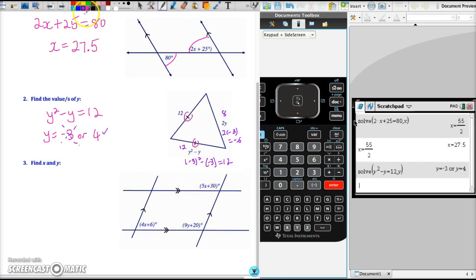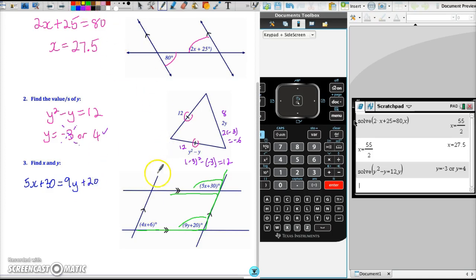In this particular case, we're going to end up with a system of equations. So once again, we've got parallel lines. We're going to use the F-U-N rule. By corresponding angles, we have the F shape, so flipped upside down. One of our equations is going to be 5x plus 30 equals 9y plus 20.